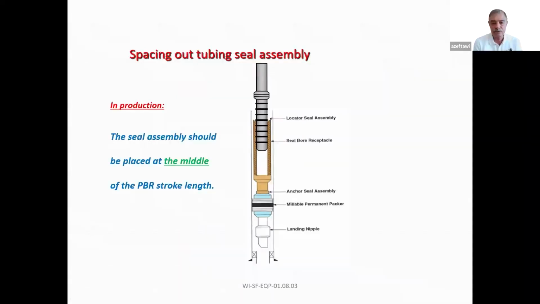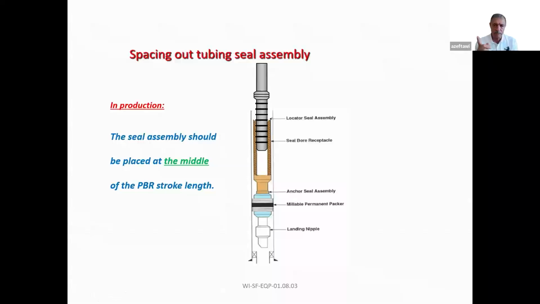Two questions here I have for you guys. This is the setup you have. You start producing from this well. After some time, you discover communication. You discover that the annulus pressure keeps rising up. There is a leak, and we discover the leak is here. The permanent packer seal is leaking. If the permanent packer seal is leaking, how to stop the communication between the tubing and annulus? What should we do?